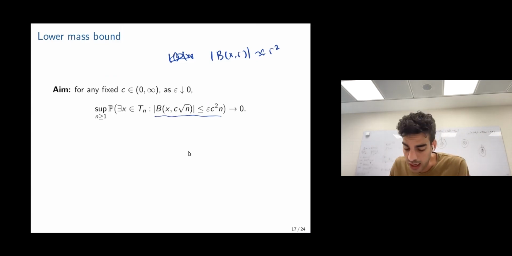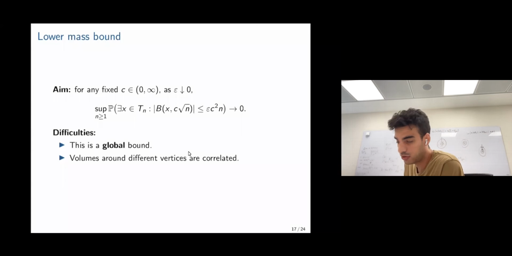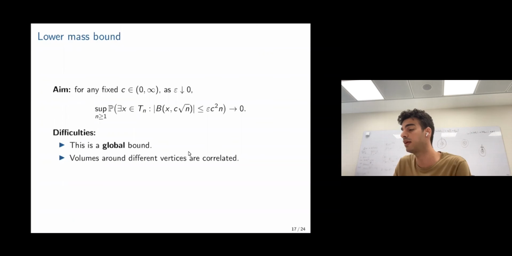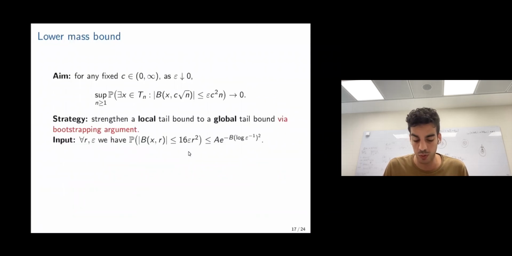So this is our aim, and it's not such an easy aim, and the reason is that it's a global bound, right? You want to show something simultaneously for all x's, and we're taking a spanning tree here. So if we find out that one of the vertices has a large ball in the UST, then maybe it suggests that if you take a vertex far away from it, this one has a small ball, which is bad for us. So this is not so easy, and our strategy would be the following.